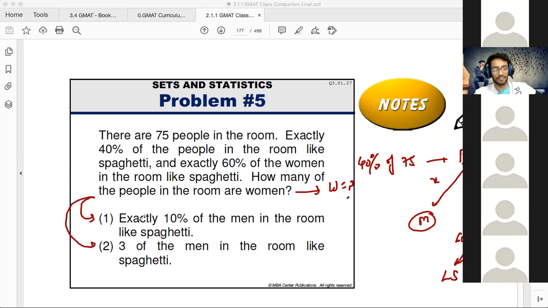You might be seeing in the GMAT exam: statement 1 is sufficient alone to answer the problem. Statement 2 alone is sufficient to answer the problem. Statements 1 and 2 both combined are sufficient to answer the problem. Exactly 10% of the men in the room like spaghetti. 3 of the men in the room like spaghetti. Try this. Basic maths is there. Try to do it.